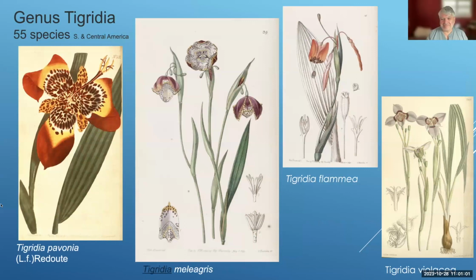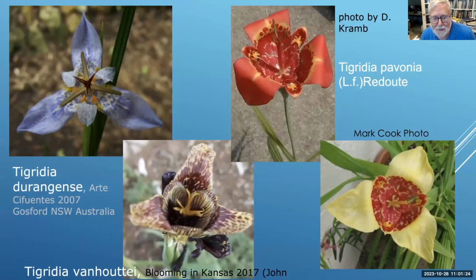And the last genus, with 55 species, is Tigridia. And I find this a really exotic plant. It has all sorts of different flowers, as you can see. Pavonia is the one that's in cultivation and has a lot of different colorings. I'll show you a few. Next slide.